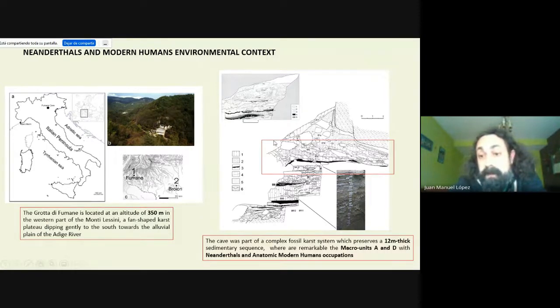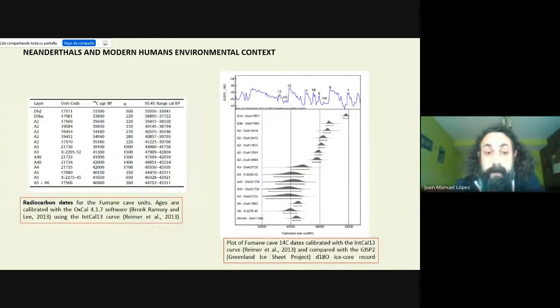Here is the stratigraphy, and I marked here the levels that we study, where there are Neanderthal and anatomically modern human occupation, and also where the small vertebrates are recovered. Okay, these are the different radiocarbon dates from D1 to A5 plus A6, and the calibration with the GISP2 oxygen 18. And more or less it is considered from 50 kilo years to 35 kilo years.